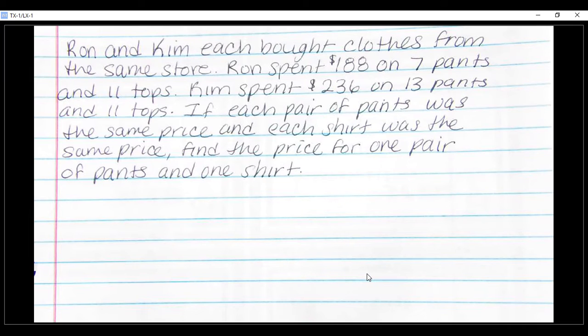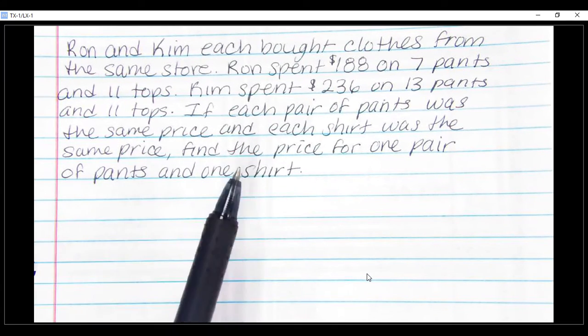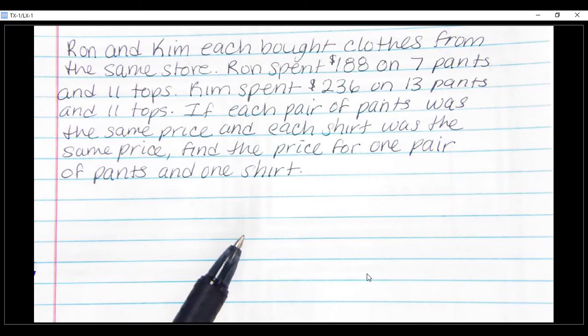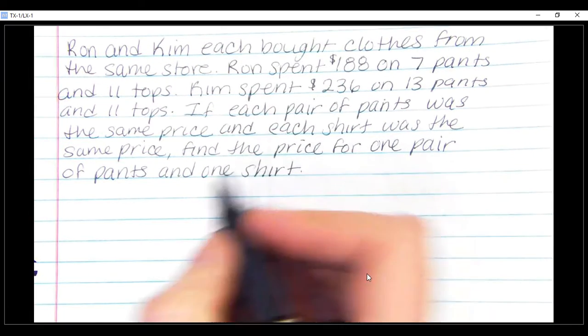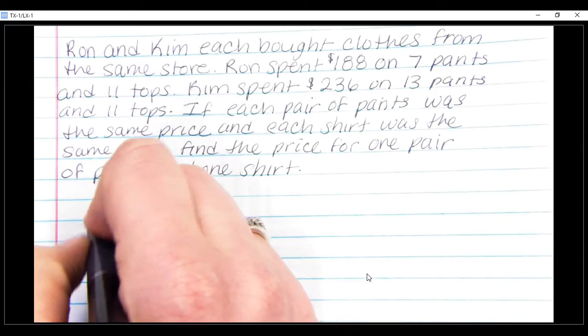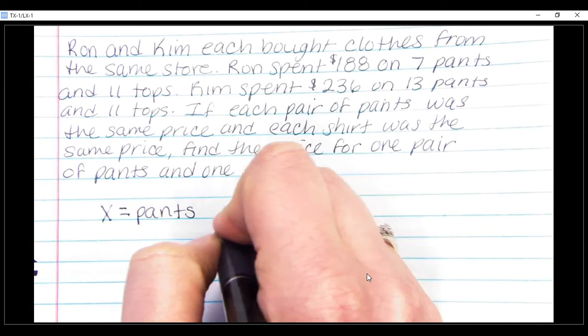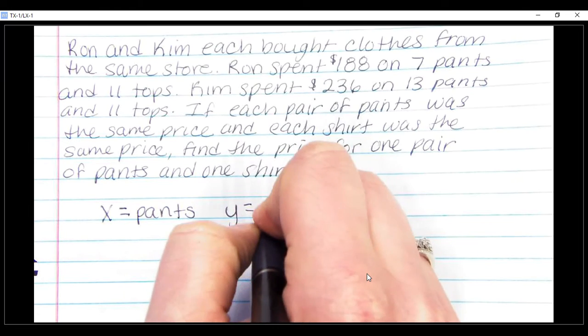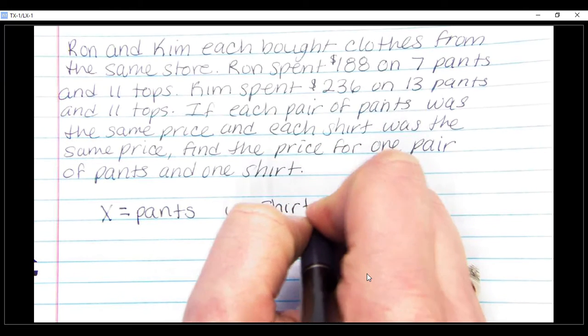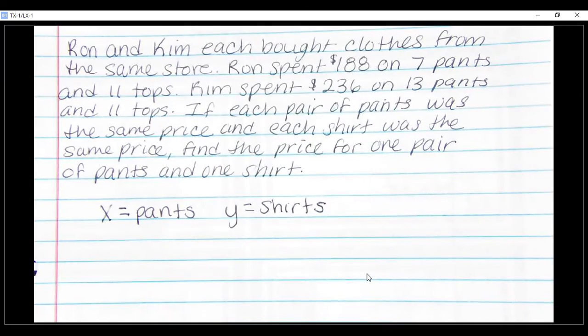Now you can have the variables be P and S, X and Y. It really doesn't matter. I like just using X and Y. So I'm going to have X is equal to pants and Y is equal to shirts. Again, it doesn't matter what your variables are, but you really need to make sure you identify them first, or else after you solve at the end of the problem, it could be really hard to determine which one's which.